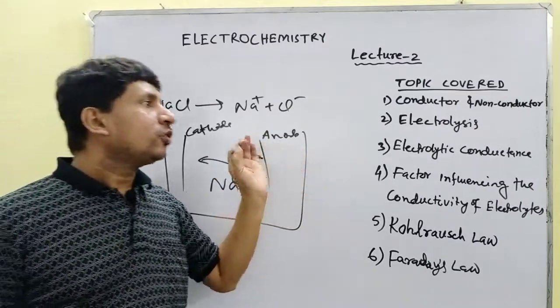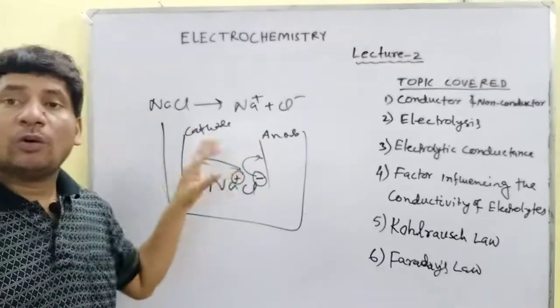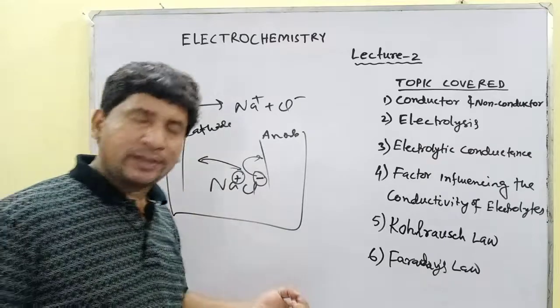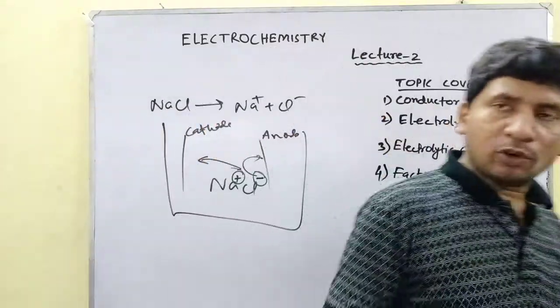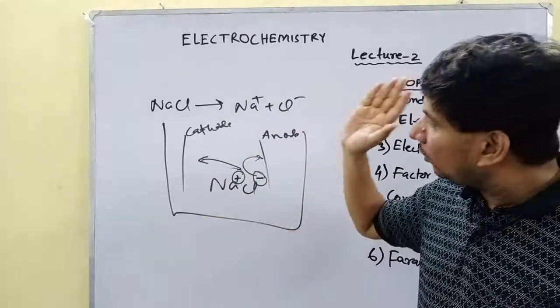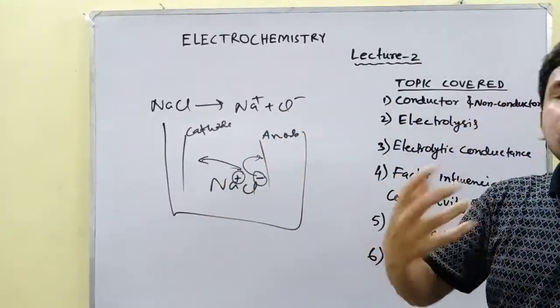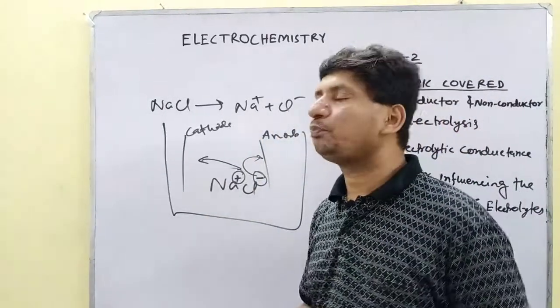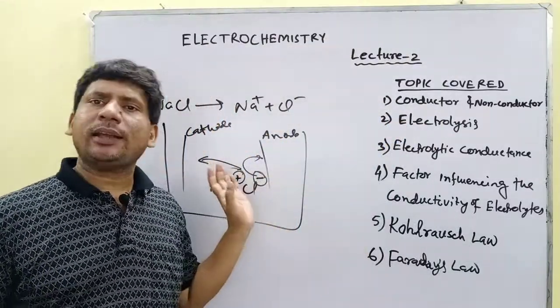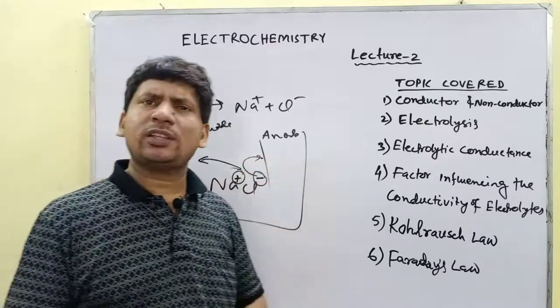Okay, so if we want to electrolyze sodium chloride, then we should take the molten state of sodium chloride or a non-aqueous solution. That means only fused sodium chloride. Okay, now so in this way, this is the electrolysis, and there are so many electrolysis processes.